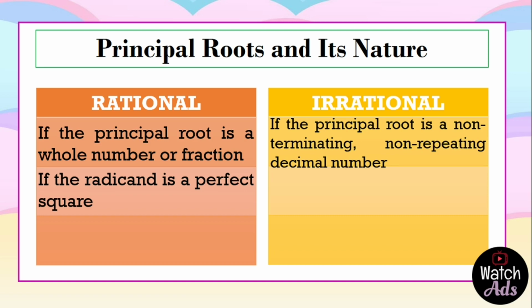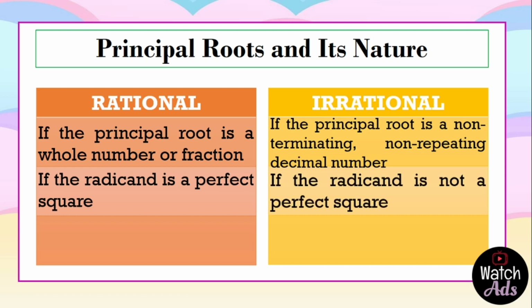Example, square root of 100. 100 makes a perfect square. Therefore, the square root of 100 is rational. For irrational numbers, check if the radicand is not a perfect square. If it is not a perfect square, therefore, it is irrational.